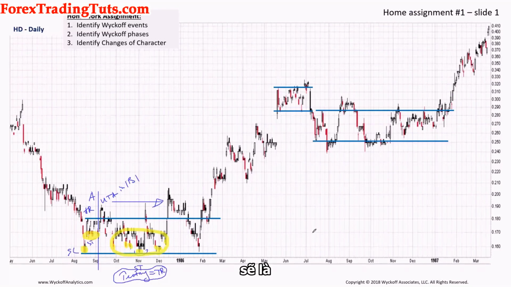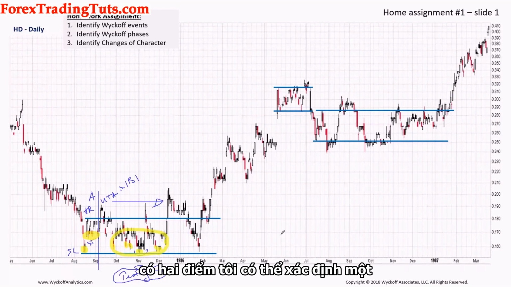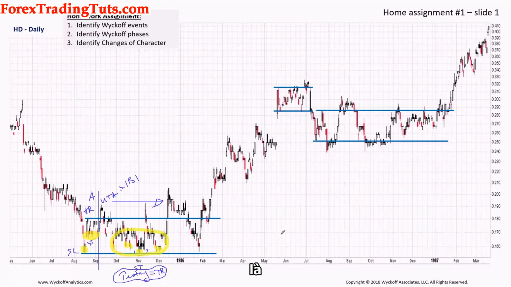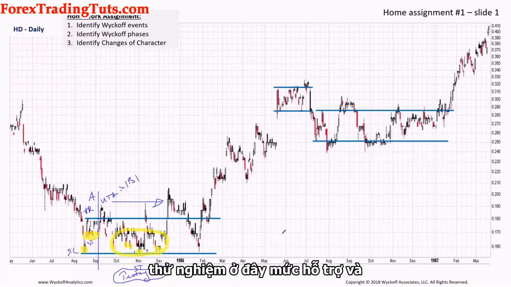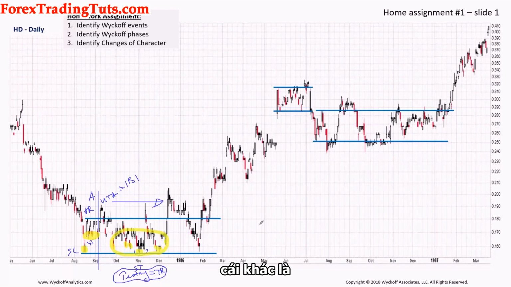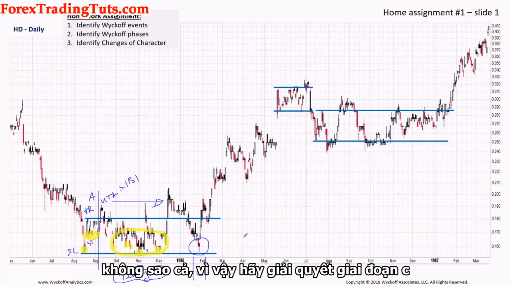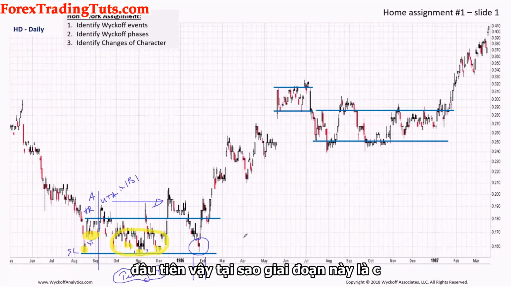There are 2 points I can identify. One is the upthrust that happens soon after the testing of the support level, and the other one is the low of the phase C. Okay. Those are the two things that stand out. Okay, so let's deal with phase C first. So why is this phase C?